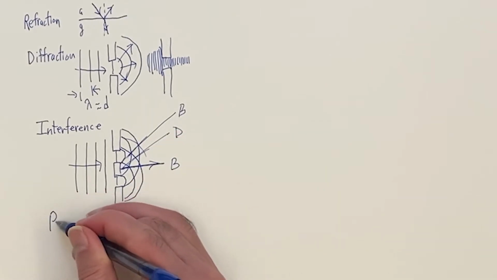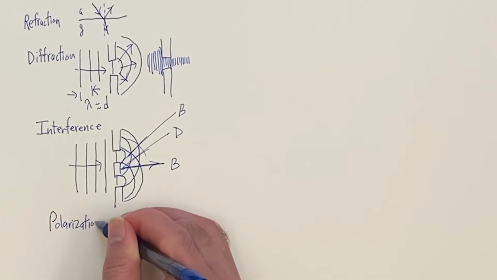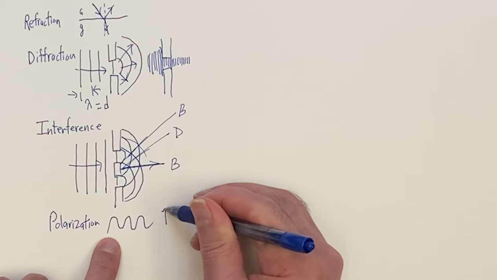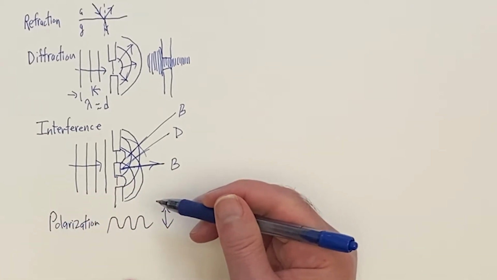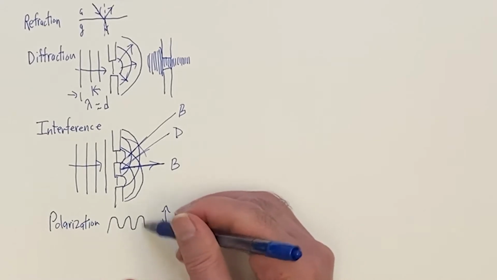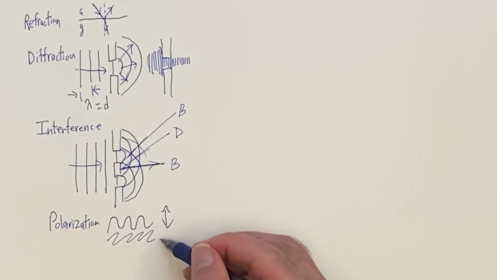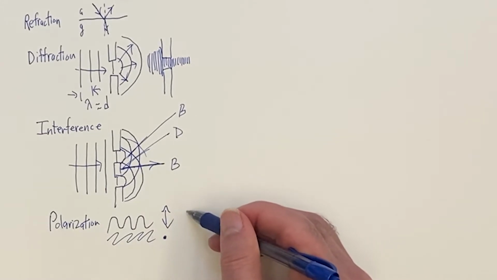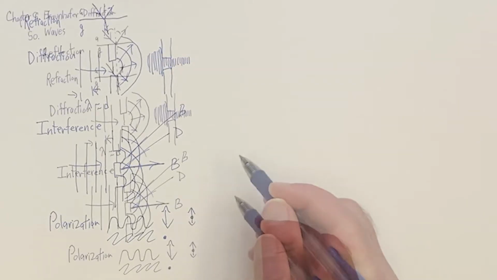We could add polarization here. The polarization would be in the plane of the paper, vertical polarization. And if we were to have something in and out of the page, sometimes we just put a dot there. So mixed polarization would be given like this.